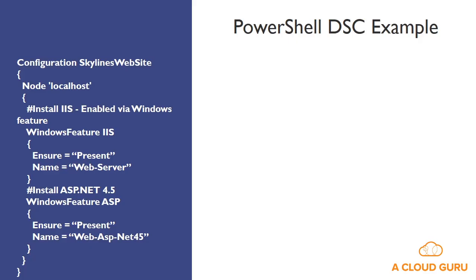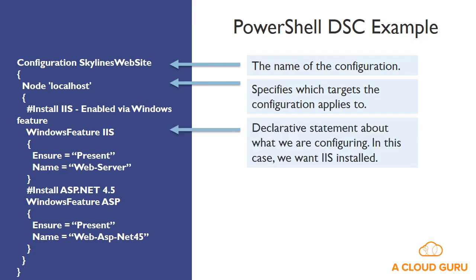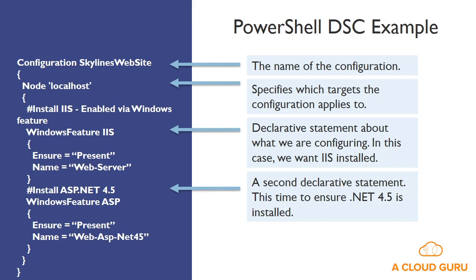Now, if we look at a PowerShell DSC example, on the left-hand side, you see some code for deploying IIS and ASP.NET 4.5. First of all, we have the name of our configuration. In this case, it's Skyline's website. Next, we specify the target the configuration applies to. In this example, we're using localhost. Moving on, we have a declarative statement about what we are configuring. In this case, we're saying install IIS. This is the Windows feature, same as if you went into Windows and turned on the IIS feature from the server manager. We have another one here, a second declarative statement, this time to ensure .NET 4.5 is installed, and then we have our curly braces to close out the configuration.